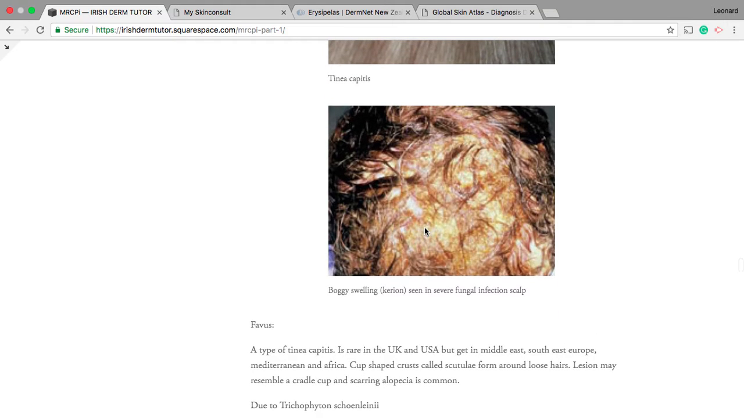Here is a thing called kerion, which happens when you get a severe fungal infection, and you can get this boggy swelling that can look quite unsightly, and it can be quite painful. And importantly, this can lead to a scarring alopecia also.